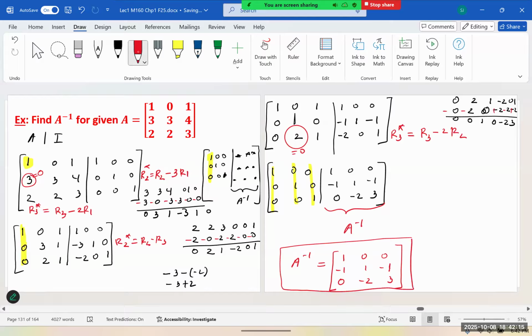I hope this is correct. Any question? So basically all I did was use reduced row echelon form on our matrix to reduce it into the identity matrix. And we got the inverse matrix.